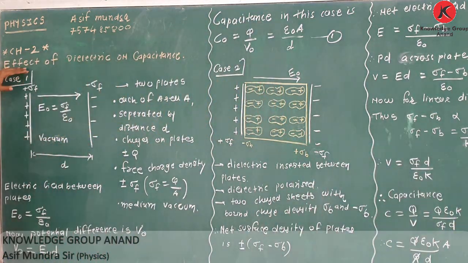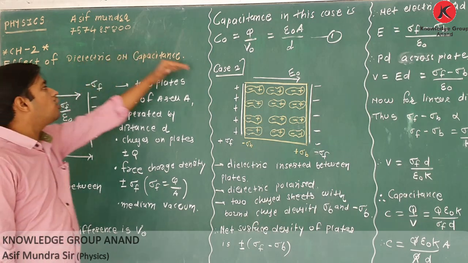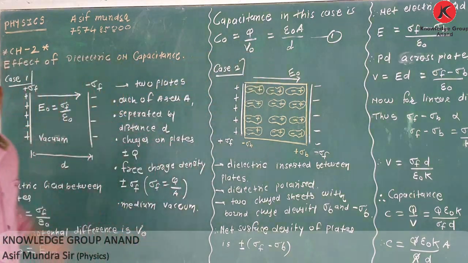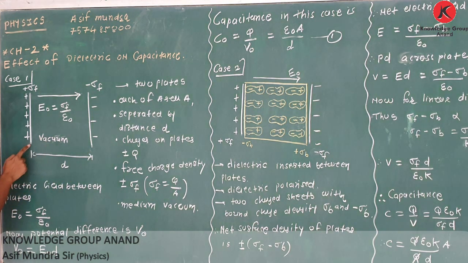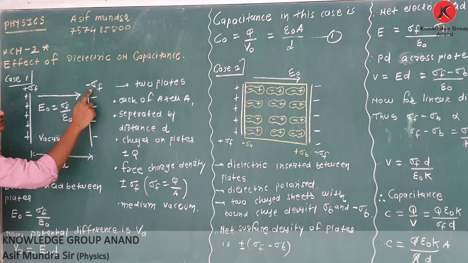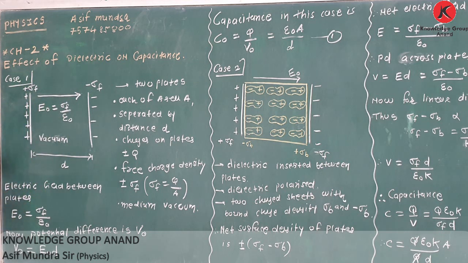See, the title is Effect of Dielectric on Capacitance. Effect of Dielectric on Capacitance. See, we are taking case 1. Capacitor. One positively charged plate, surface charge density sigma F. Negatively charged plate, surface charge density minus sigma F. Between them distance is D. Medium is vacuum. Okay, see, clear each and every term.